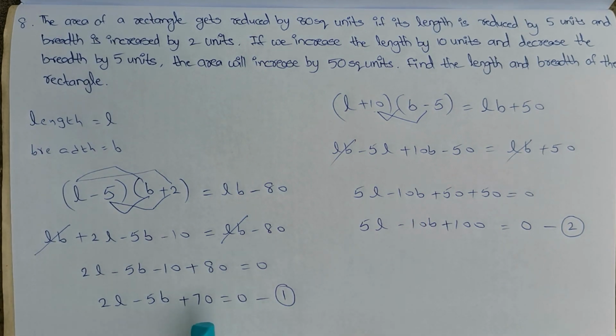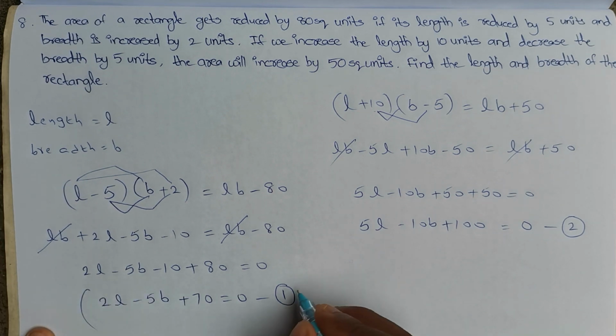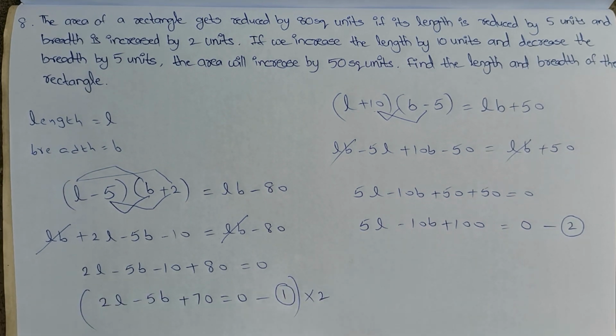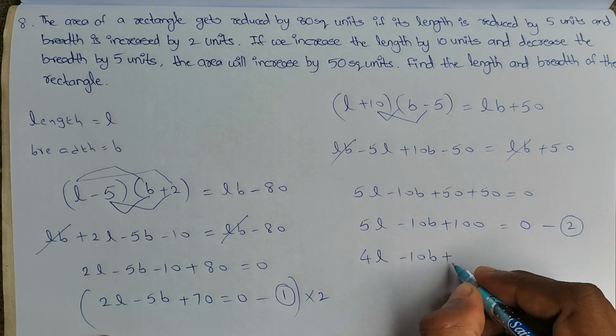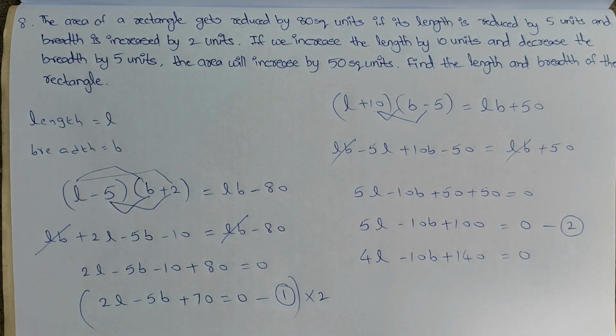So the L coefficient as well as the B coefficient are both different, so we cannot solve this equation. Then we need to make a little change and make any one of the coefficients equal. So for that, I will multiply the first equation by 2. 2L into 2, 4L, minus 5B into 2, minus 10B, 70 into 2, 140, equals 0. Now I will solve these two equations.